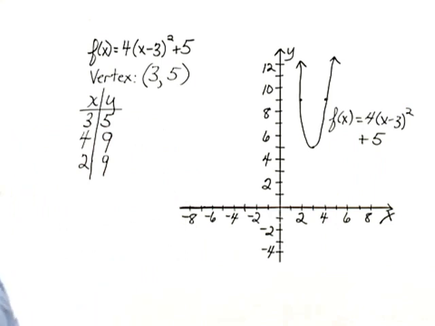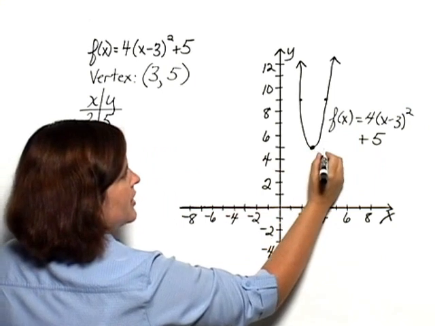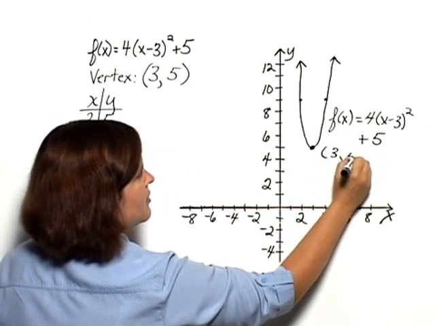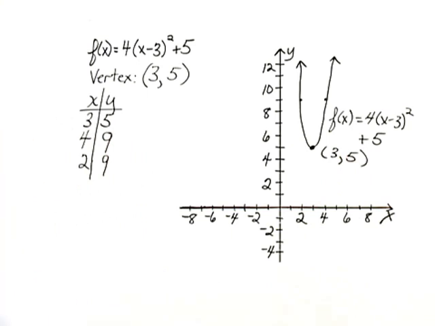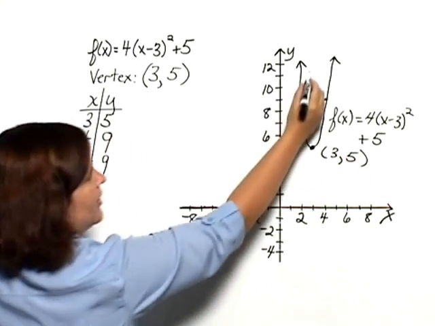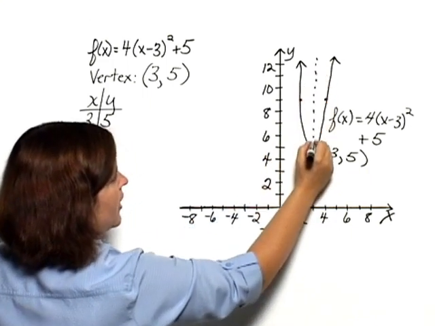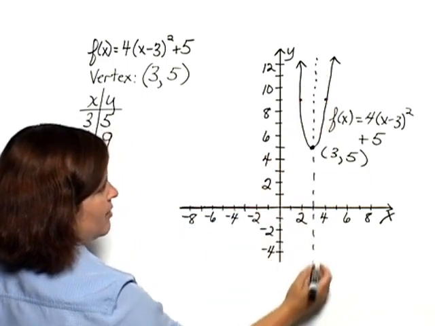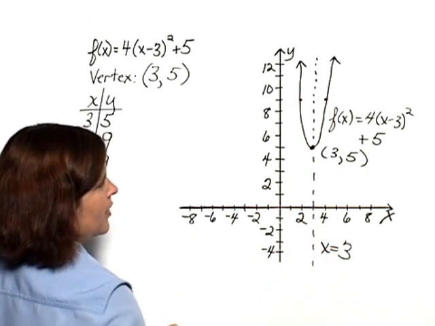Part B, we're asked to label the vertex. Well, we know what that is, 3, 5, so we just label it 3, 5. And in part C, we're asked to draw the axis of symmetry, which is the line that goes right through the middle of the graph. And we can just draw that as a dashed line, and we can label that. That would be the line x equals 3.